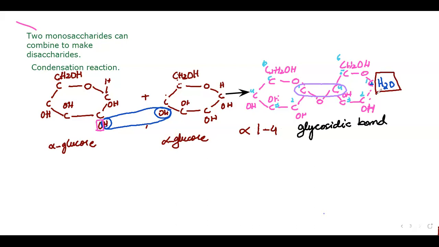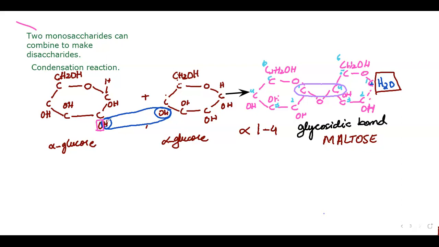And in the process, one molecule of water will be produced, and this is known as a condensation reaction. So two alpha glucose can combine with each other to give us maltose. The name of the disaccharide will be maltose, and this is the alpha 1,4 glycosidic bond that will form between the OH and the H over here.